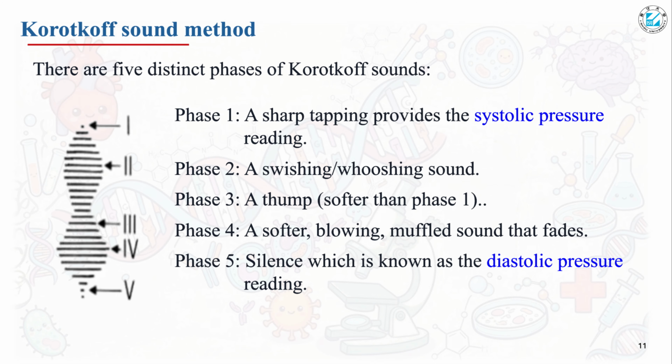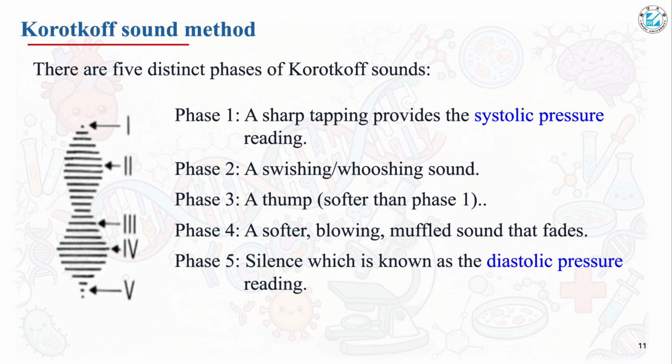There are 5 phases of Korotkov sounds. The first one is a sharp tapping sound. The first tapping sound is used to identify systolic blood pressure. Phase 2 is swishing or whooshing sounds. Phase 3 is a softer thumping sound.